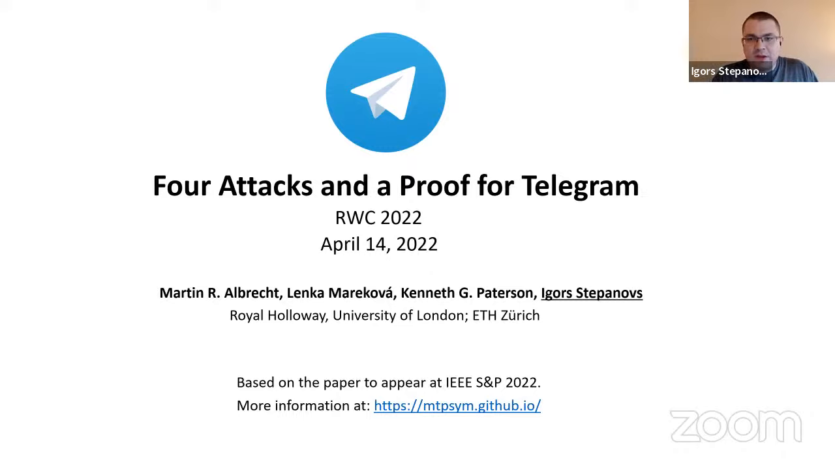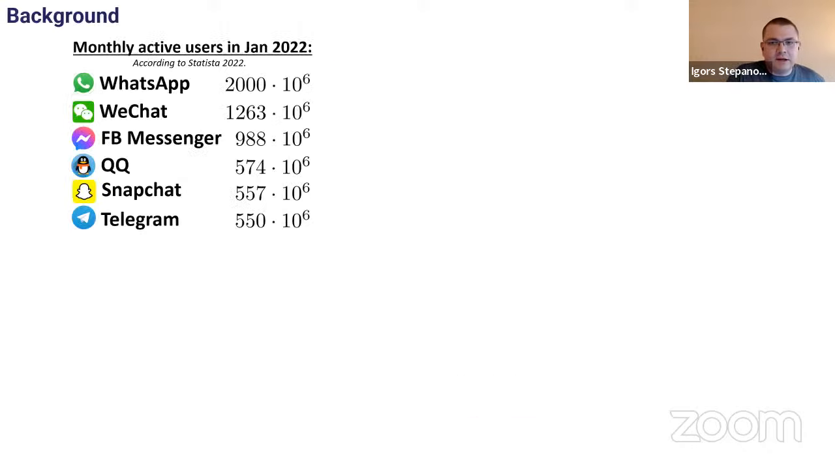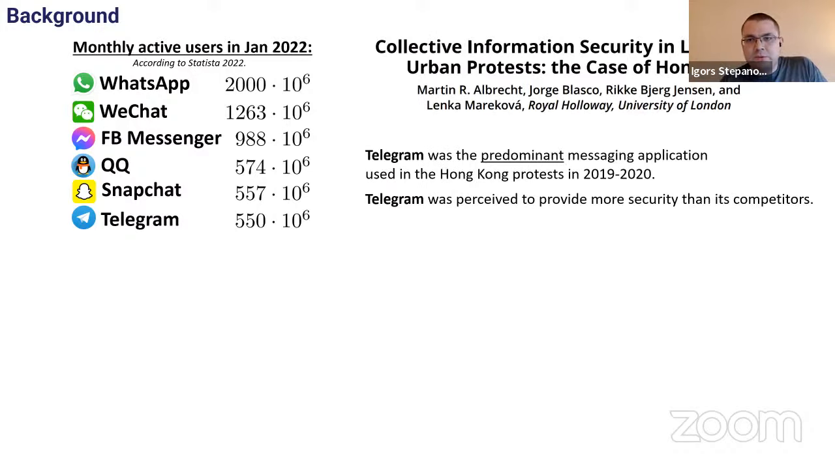So this talk is based on the Telegram paper that will appear in the Security and Privacy Conference in May of 2022. Let's start by discussing the relevance of Telegram. It is one of the most used instant messaging applications in terms of monthly active users. It has roughly 550 million users. According to a study published the previous year in Usenix, Telegram was the predominant messaging application used in the Hong Kong protests in 2019-2020. And generally, Telegram was perceived by protesters to provide more security than its competitors.